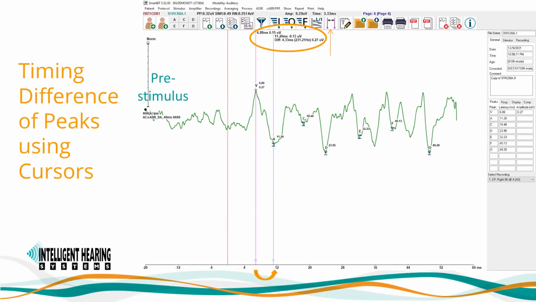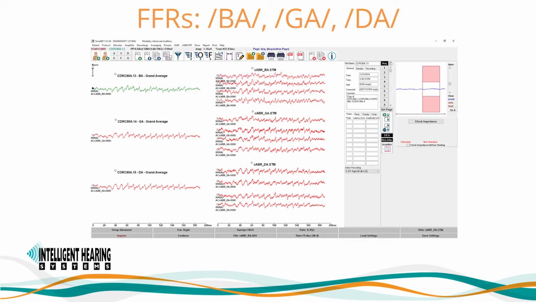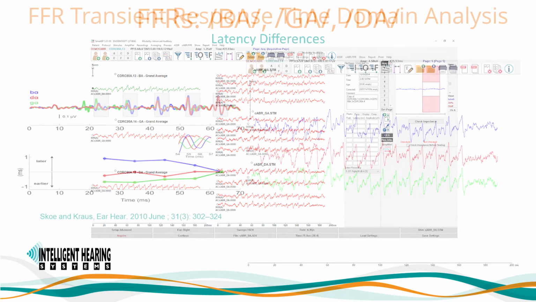If you are interested in timing differences between peaks, you can turn on the cursors and measure these differences as shown here between peak 5 and trough A. Now let's explore the longer duration complex stimuli. In particular, we're going to focus on the 170 millisecond BA and GA.